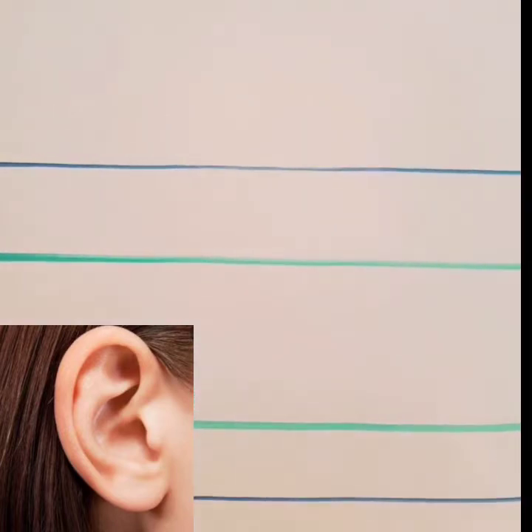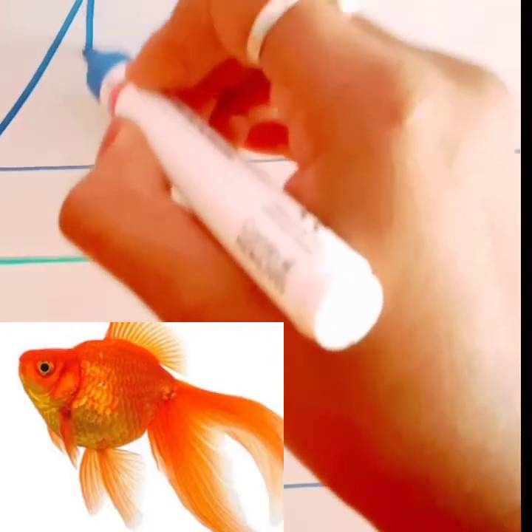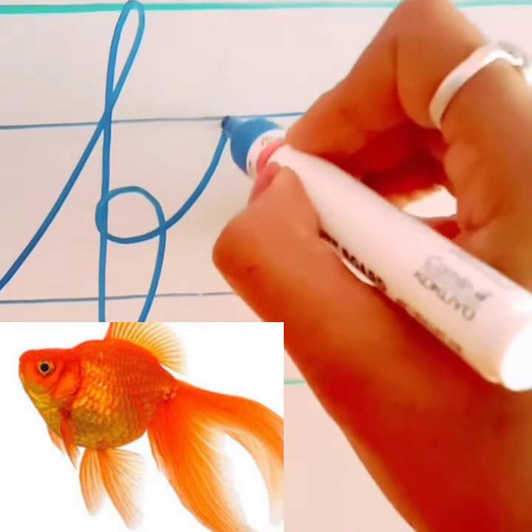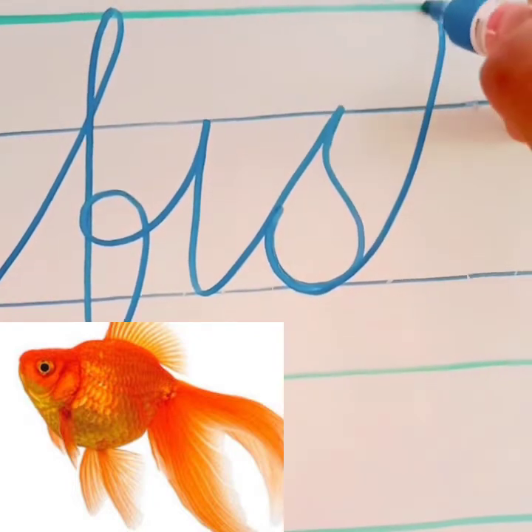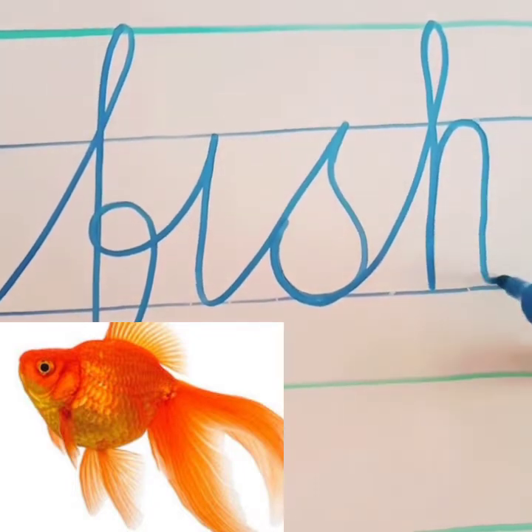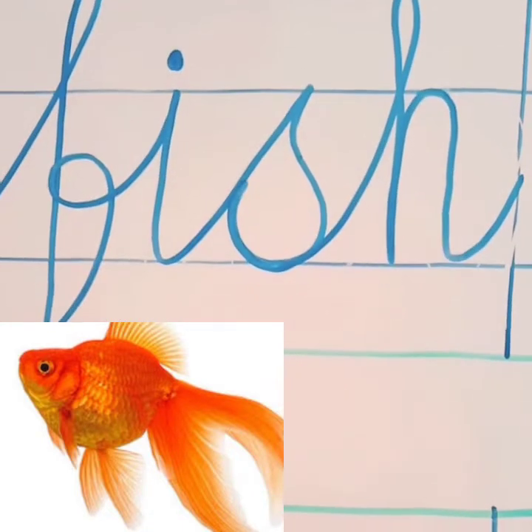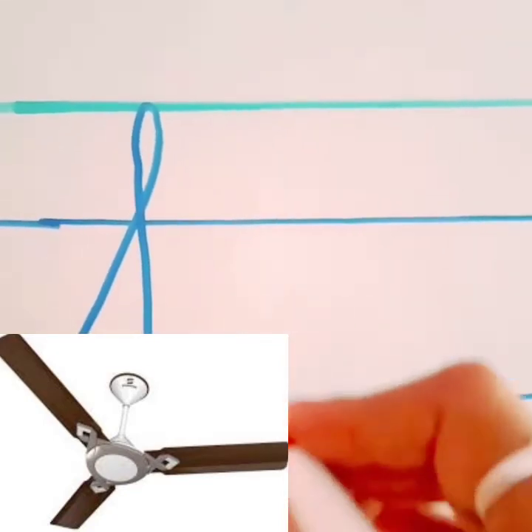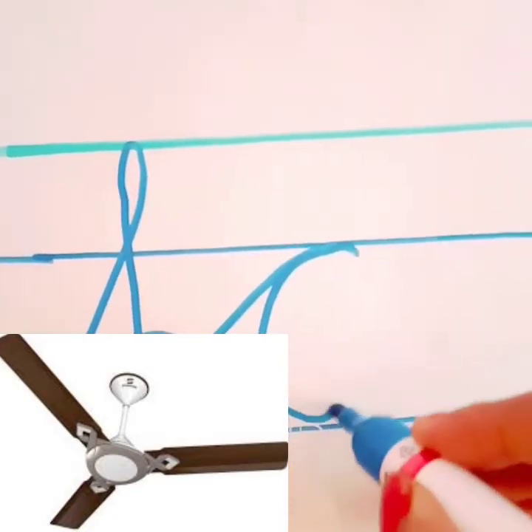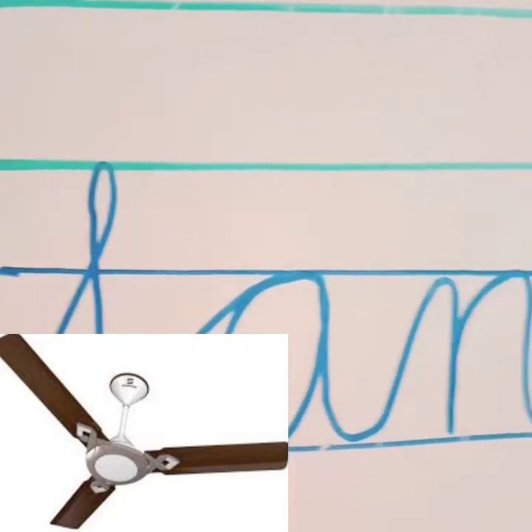E after F. F for fish, four-letter word. F. I. S. H. Fish. F for fan. F. A. N. Fan.